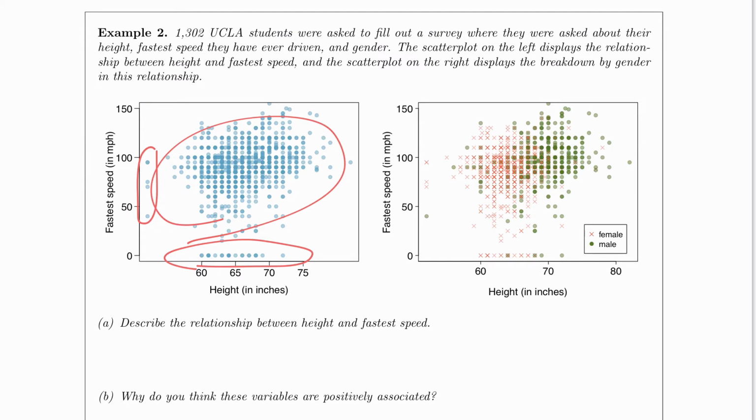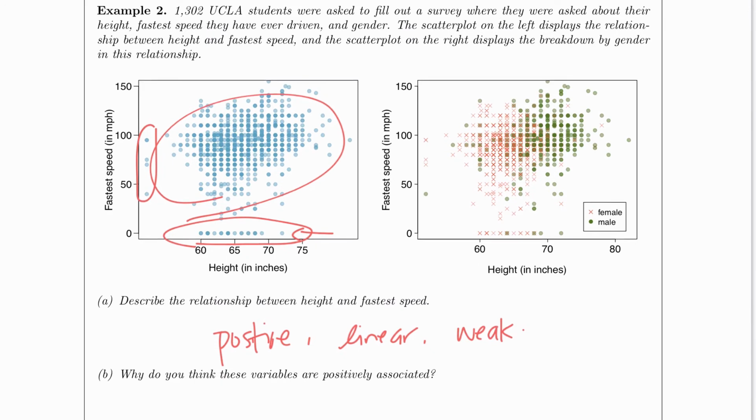And what I see here is certainly a very rough positive sloping cloud of points. So I'm going to write positive. Now, would I say that this is linear? Probably, because again, I don't see any bends, any curves in this plot. And finally, I would say that this is a very weak relationship because this slope doesn't seem to be very large. For the most part, it looks like there is very little relationship between height and fastest speed.